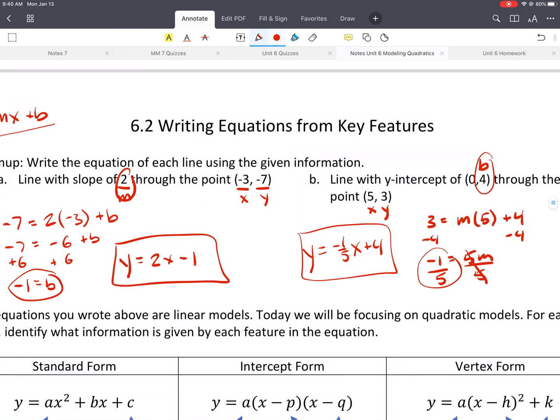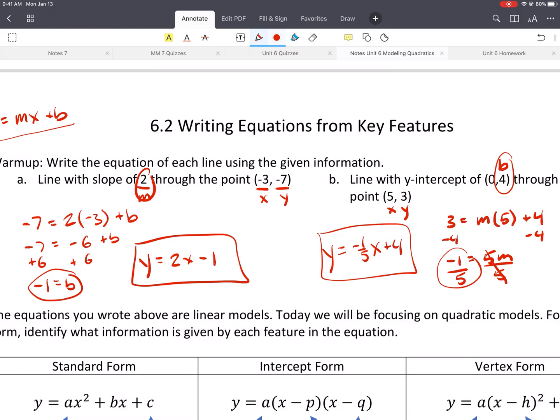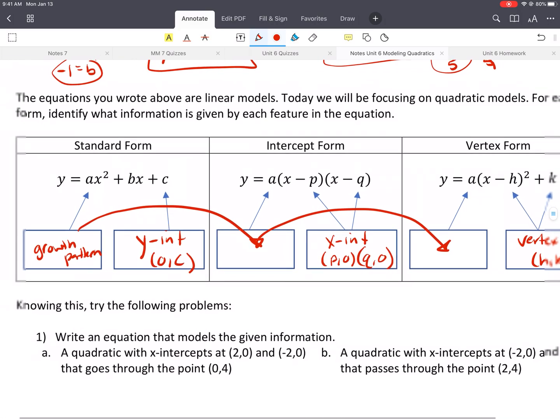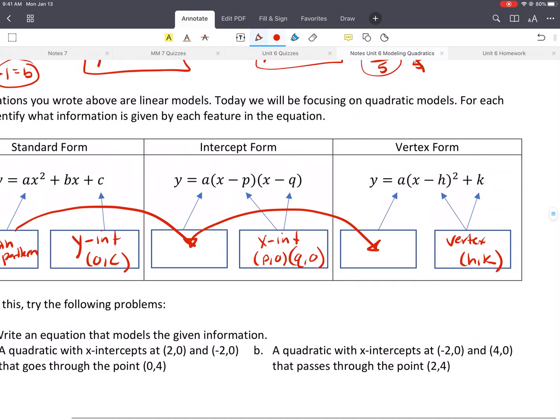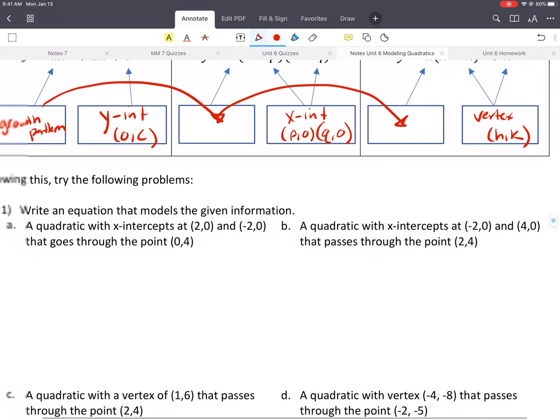We're going to be doing something very similar, just using a quadratic equation instead of a linear equation. Okay, so just a quick reminder of key features. Standard form, intercept form, and vertex form, they all have the growth pattern, which is A. A key feature for standard form could be the y-intercept, which is C. P and Q give us the x-intercepts, and H and K give you the vertex. So all the problems we will be using, they'll give you information for either the intercept form or vertex form.